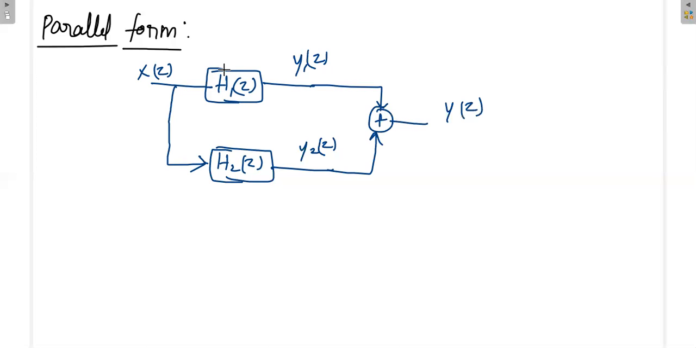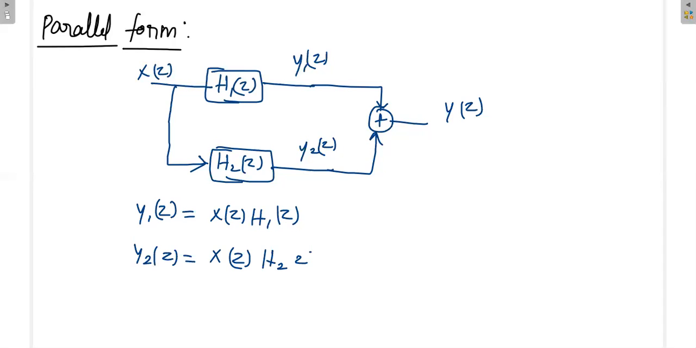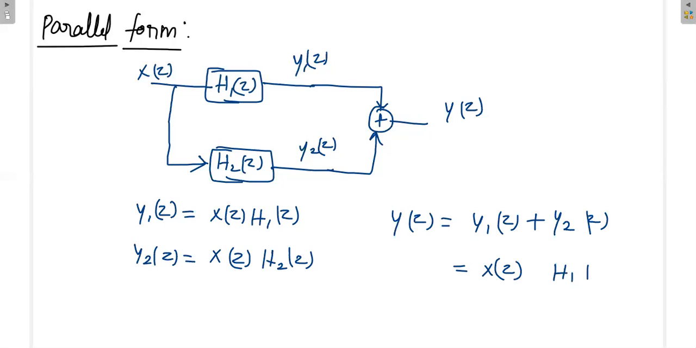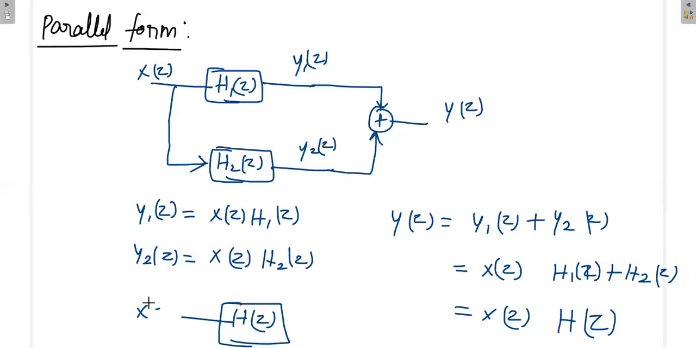So if the systems are connected in parallel, the input is common to both systems, then the outputs are combined together. If you observe carefully, what is y1 of z? y1 of z is equal to x of z times h1 of z. y2 of z is equal to x of z times h2 of z. Then y of z is y1 of z plus y2 of z. If you add these two, x of z is common, then h1 of z plus h2 of z. So we can write x of z multiplied with the common h of z, that is the combined h of z.